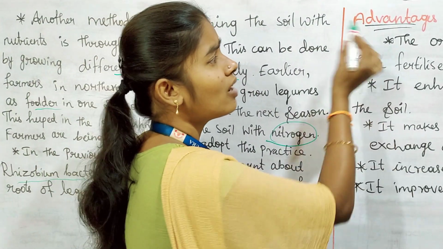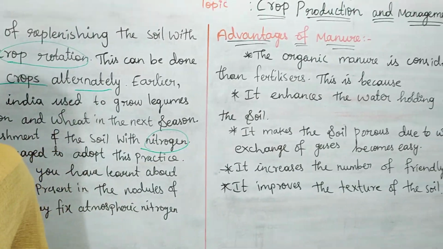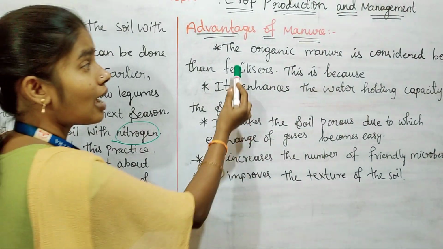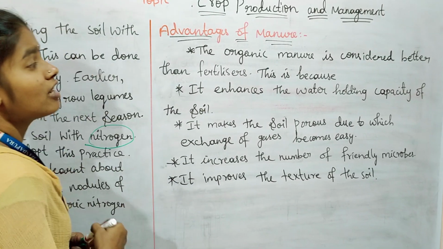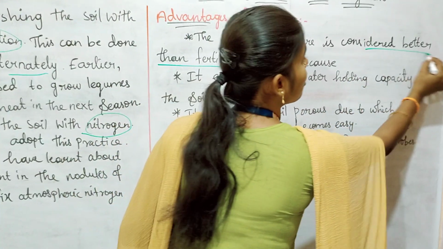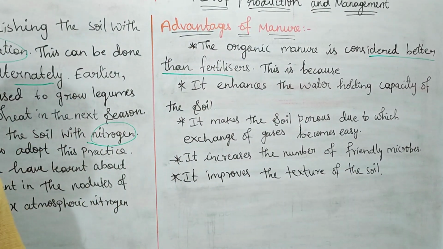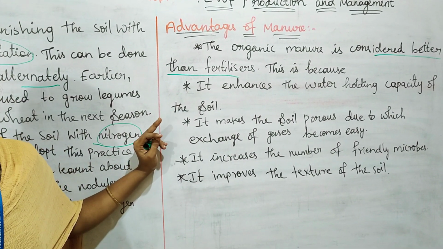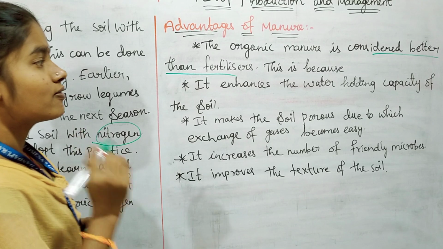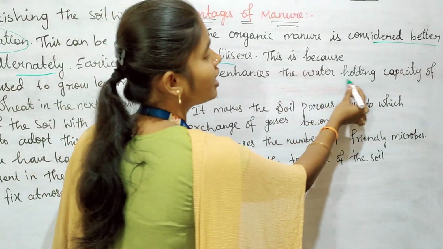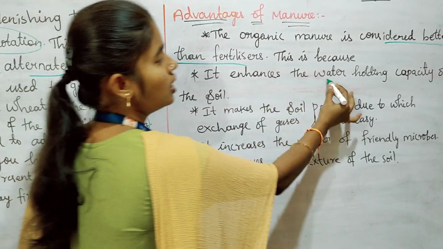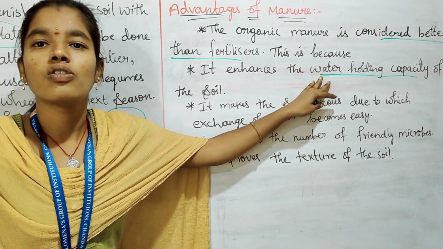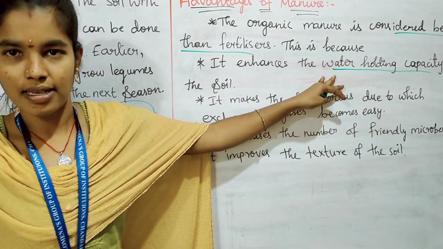Next, what are the advantages of manure? Organic manure is considered better than fertilizers. For what reason? First, it enhances the water holding capacity of the soil.